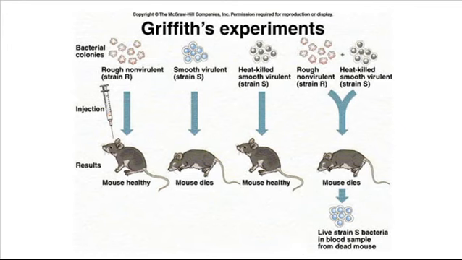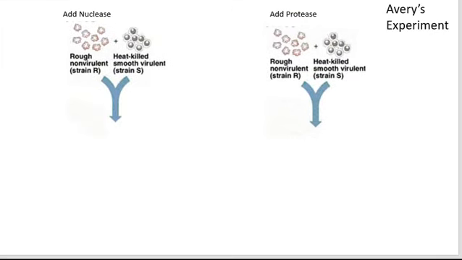This same type of experiment that Griffiths did, we're going to basically repeat the same experiment, or someone by the name of Avery is going to repeat the same experiment, but he's going to make one little addition that's going to answer some more questions about our genetic material. So the next experiment we're going to look at is an experiment done by Avery. This is Avery's experiment. And Avery's going to repeat what Griffiths did.